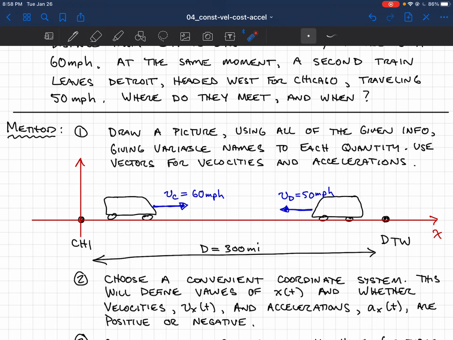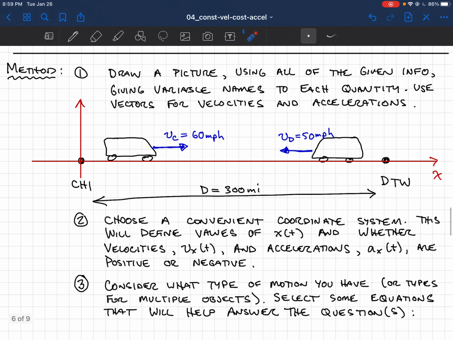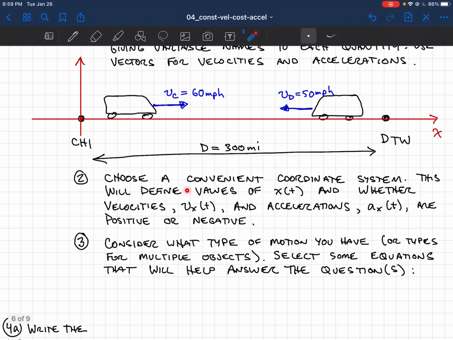The other thing that you can see from choosing a coordinate system is that we now can find components of these vectors. If you place this vector on such a coordinate system, you'll get a positive component, and if you place this one on a coordinate system, you'll get a negative, and you'll see that we'll use that. So that's picking a convenient coordinate system.